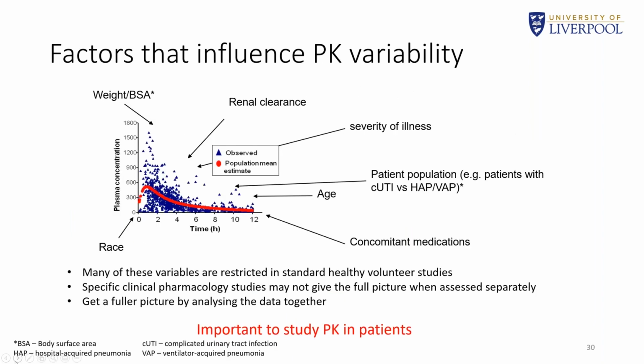So there are many influences of pharmacokinetic variability. There's weight or body surface area, renal clearance, especially for drugs which are predominantly renally cleared. The severity of illness can cause quite a lot of variability, and that can impact what on average pharmacokinetics can look like across different patient populations. So there can be differences between the PK in patients with hospital-acquired pneumonia or ventilator-acquired pneumonia compared to patients with complicated UTI infection. Age can have an impact, concomitant medications, and also ethnicity.